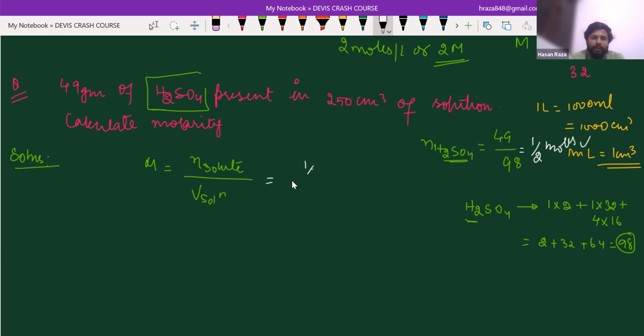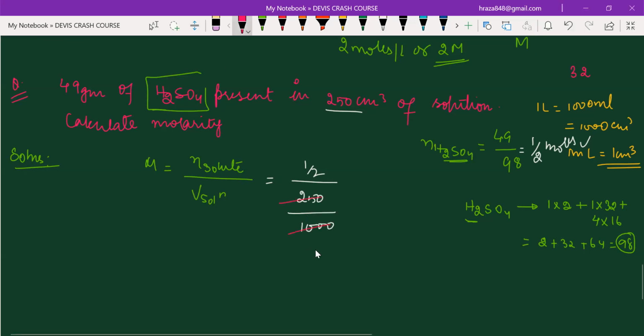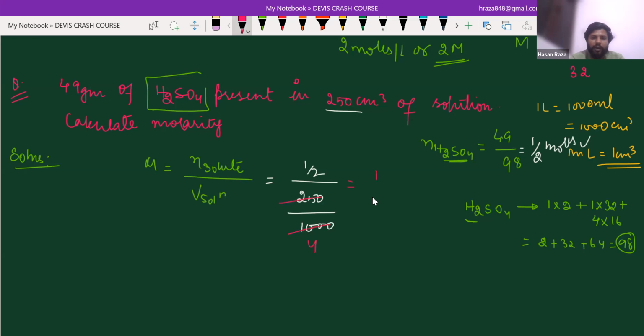So we get here 1 by 2. And what is the volume of solution? 250 centimeter cube. But we need to put it in liters, so divide by 1000. It will cancel by 4 times. So here we get 1 by 2 divided by 1 by 4. 4 will be in the numerator, 2 in the denominator, and we will get 2 M, or 2 moles per liter. So please do write it.